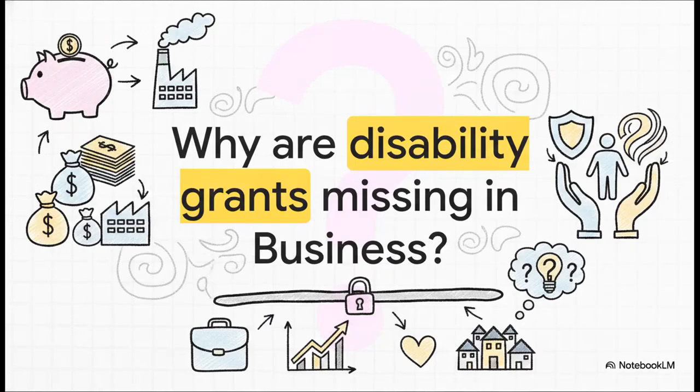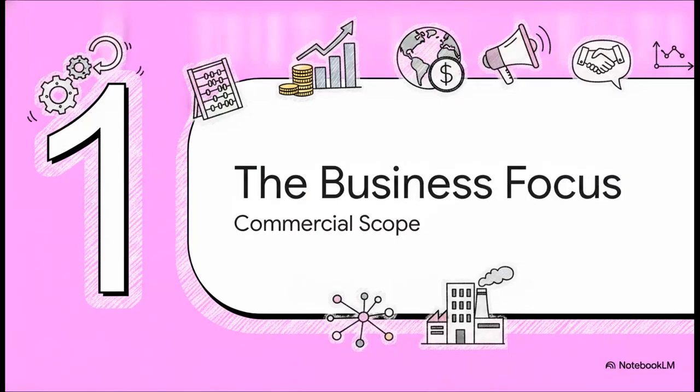So, the question that kicked off this entire investigation is surprisingly simple. Why are disability grants missing from the business studies curriculum? Now, you might reasonably be thinking, well, money is money, right? Shouldn't a business class cover all financial transactions? It makes a lot of sense. But solving this mild academic mystery is going to help us deeply understand the fundamental differences between public welfare and private enterprise.